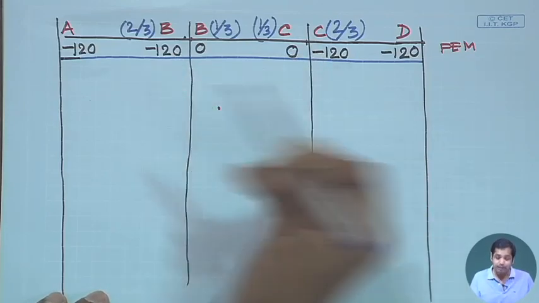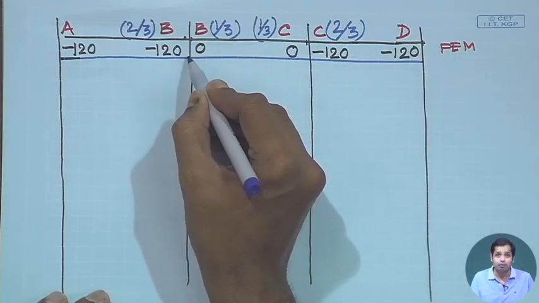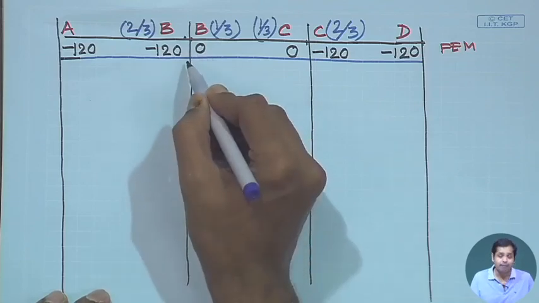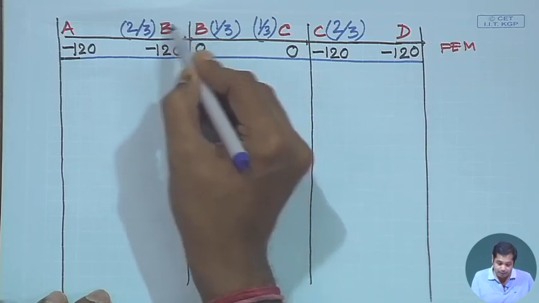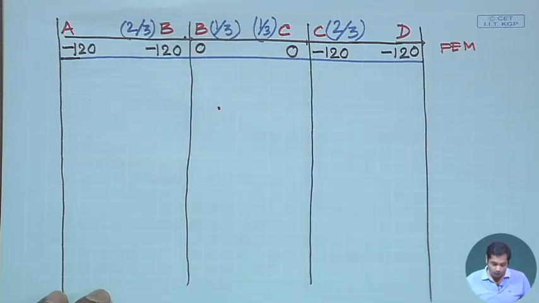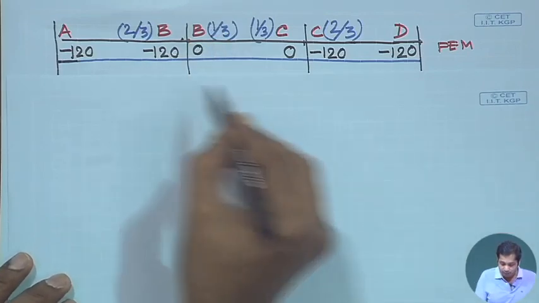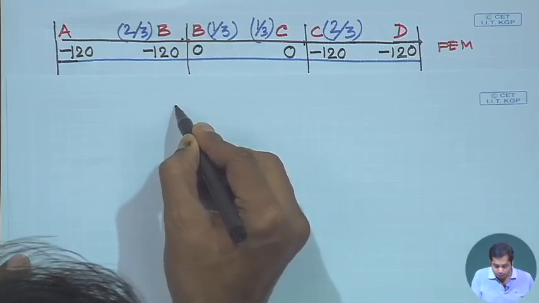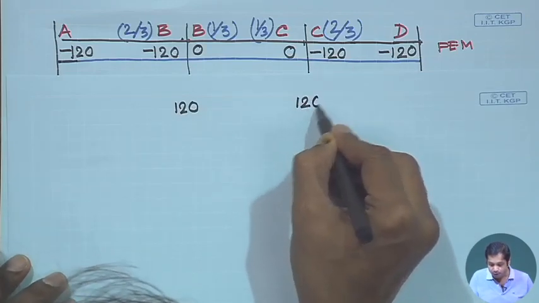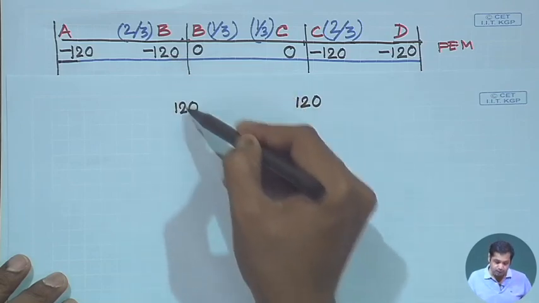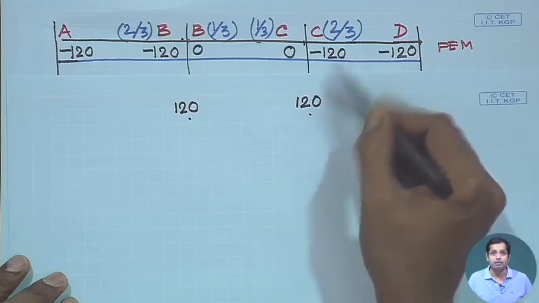And once we apply that moment, it is called balancing moment, and when you apply the balancing moment at the joint, then that balancing moment will get distributed in the connecting members as per the distribution factor. So, what happens at joint B? At joint B, we need to apply a moment of 120 kilonewton. At joint C also we need to apply a moment of 120 kilonewton. Then these minus 120 and 120 will balance each other.